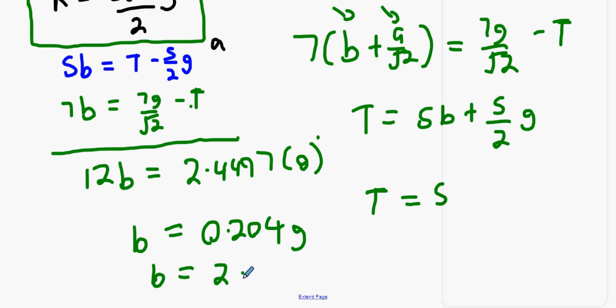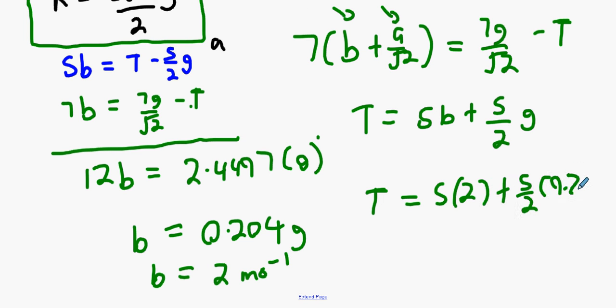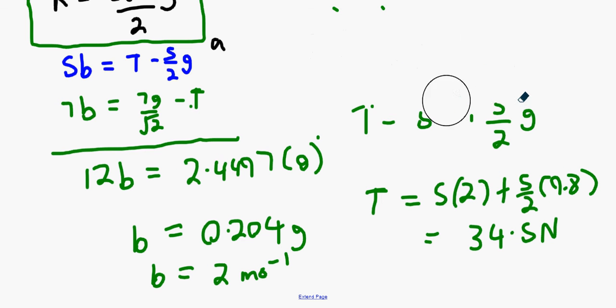That's a nice number. So instead, 5 times 2 plus 5 over 2 times 9.8. Just tell me what you get when you throw that in. 34.5 newtons. They're nice numbers, aren't they? Now that I have all this information, guess what's going to happen? We've successfully done part A. That's great, and here's what I have to do next.